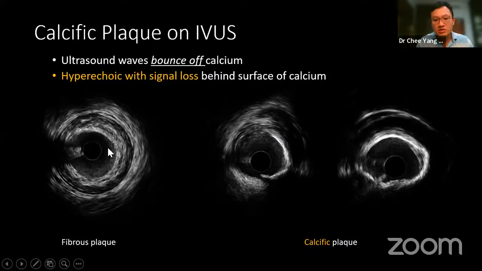So we look at these images here and we contrast what fibrous plaque normally looks like on IVUS. You get a homogeneous appearance of the plaque. You can make out the media layer. You can see beyond the plaque. But with calcium, we only see the surface of the plaque. It's very bright. It's very easily distinguished, but we cannot see behind it.